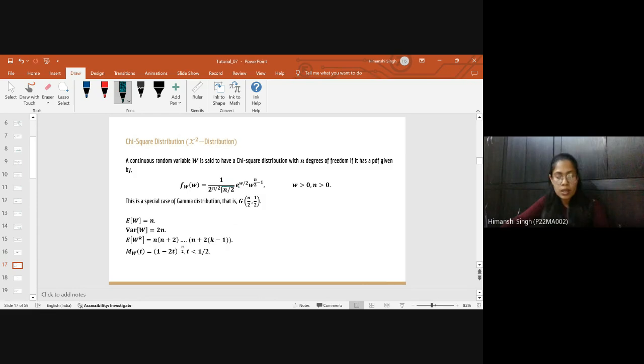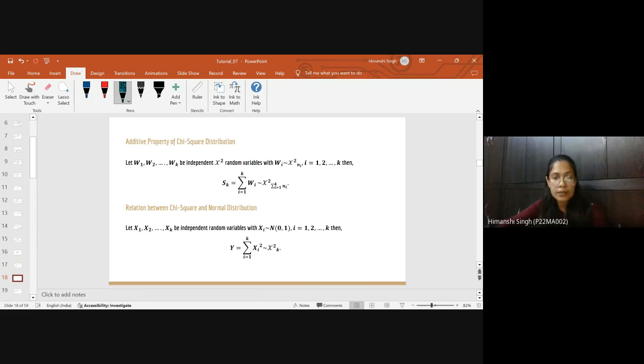The density is given like that, and this is basically a special case of a gamma distribution with parameters n by 2 and 1 by 2. Here the expected value of W is n, the variance of W is 2n, the expected value of W to the power k is n into n plus 2 up to n plus 2 into k minus 1, and the moment generating function is (1 minus 2t) to the power minus n by 2, for t less than 1 by 2. So these are basically the properties of the chi-square distribution, and why is it important? I will be discussing it further. This is called a sampling distribution, the distribution of a very important statistic. We will discuss the chi-square distribution a little more in the next slide.